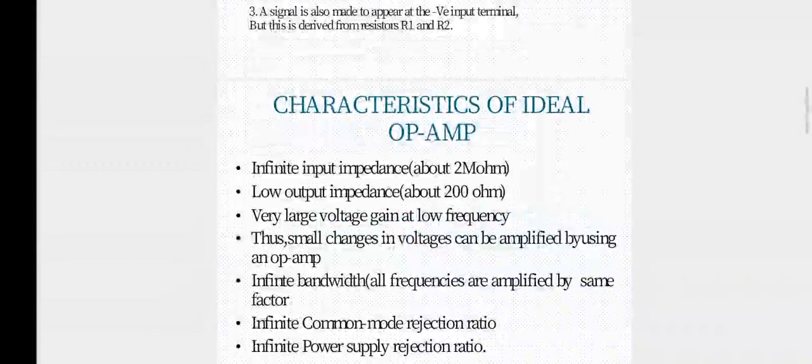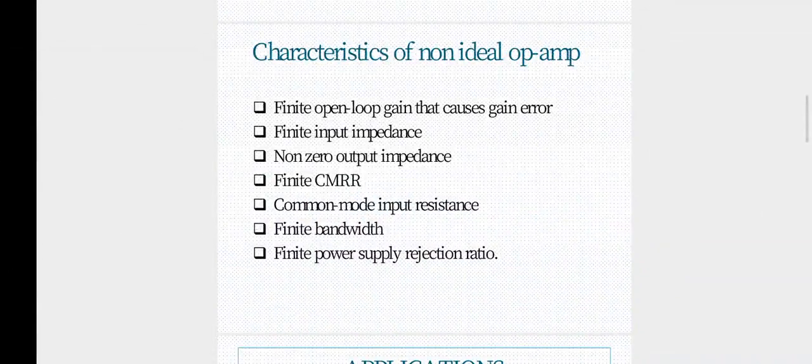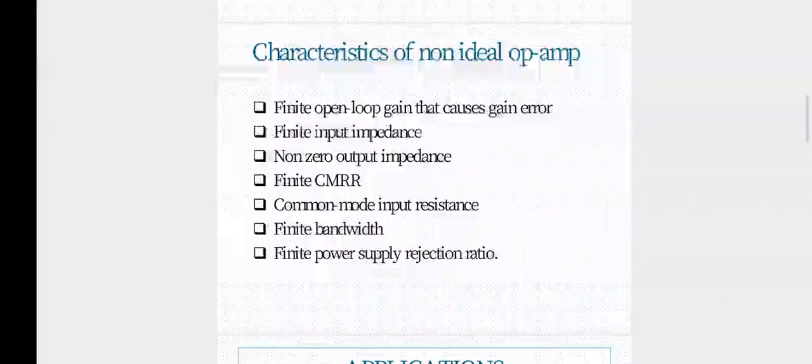Characteristics of the ideal op-amp, we have already discussed. Similarly, we are going to discuss the characteristics of the non-ideal op-amp. There is a finite open loop gain that causes gain error, finite input impedance, non-zero output impedance, finite common mode rejection ratio, common mode input resistance, finite bandwidth, and finite power supply rejection ratio. So these are the characteristics of the non-ideal op-amp.